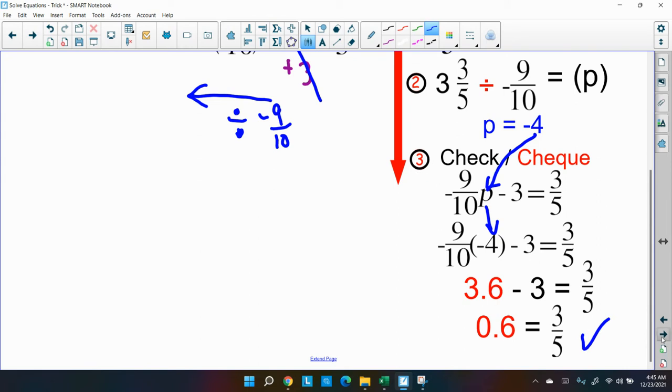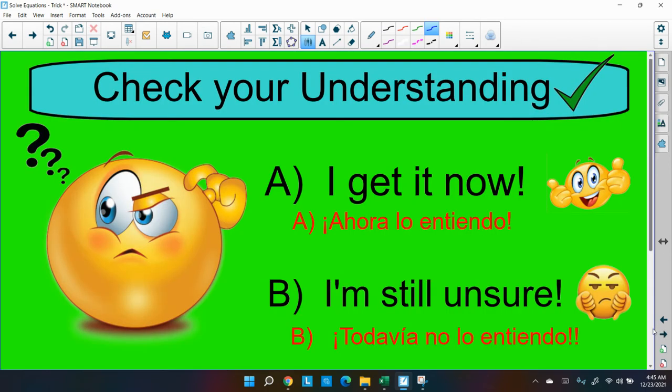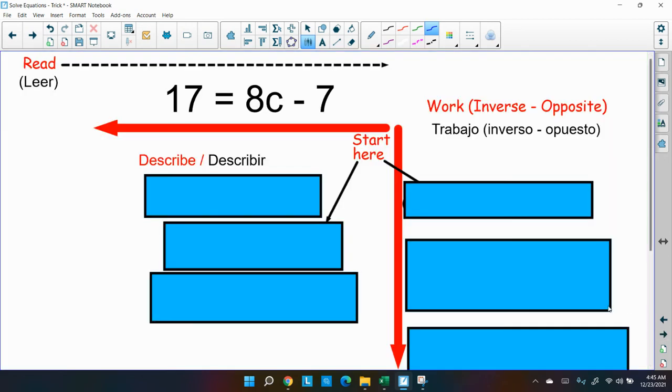So I hope you're understanding this little trick, and hopefully you'll get it. You've got to practice it a little bit, though, to make sure you have gotten it. All right. So here's one more for you. See if you can get it. Remember, read from the left to the right, then describe what's going on.